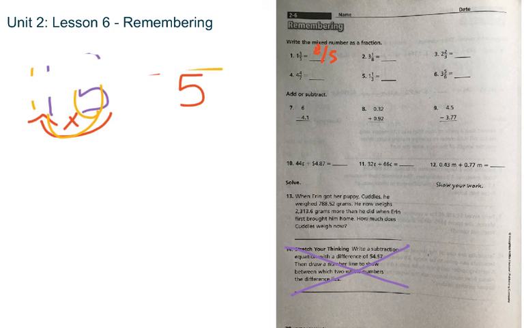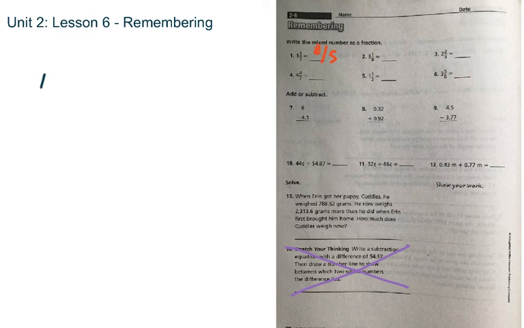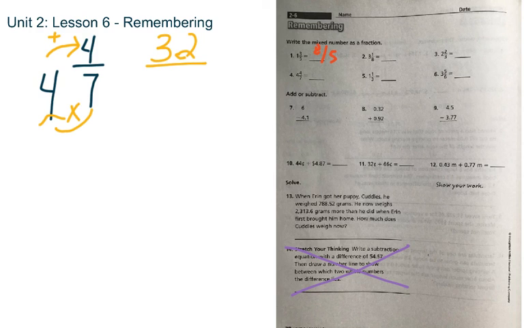Let's go ahead and do another one together. Let's look at number 4. 4 and 4/7. So first thing we're going to do is take the denominator and multiply it by the whole number. 7 times 4 is equal to 28. We're going to take that 28 then and add our 4. 28 plus 4 is equal to 32, and our denominator stays the same. So we have 32/7. So number 4 is going to be 32/7. You can go ahead and complete 2, 3, 5, and 6 on your own.